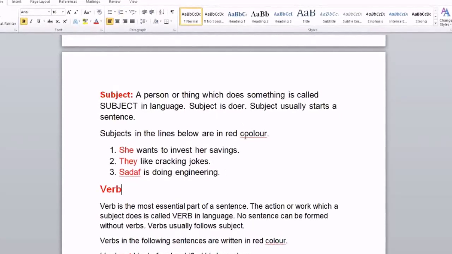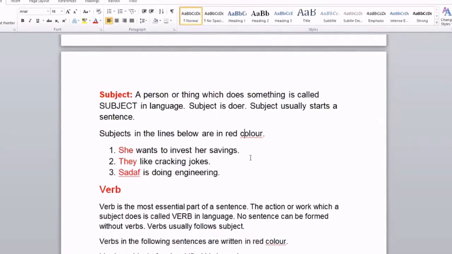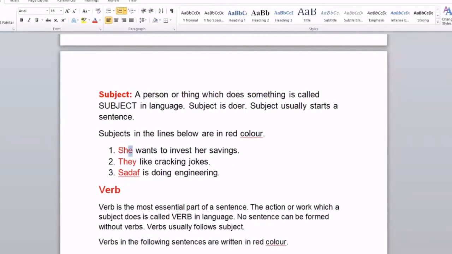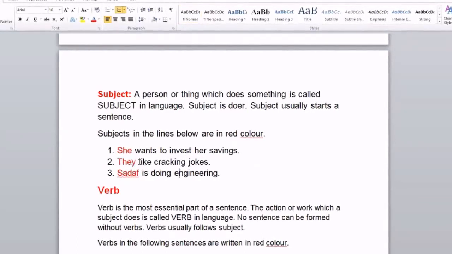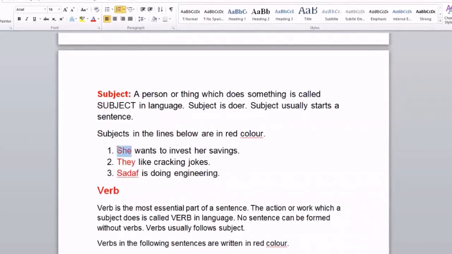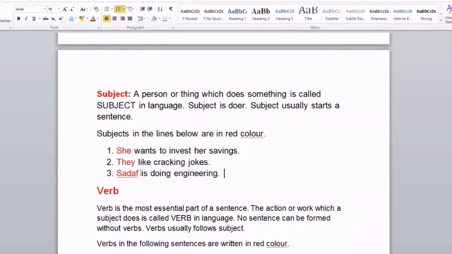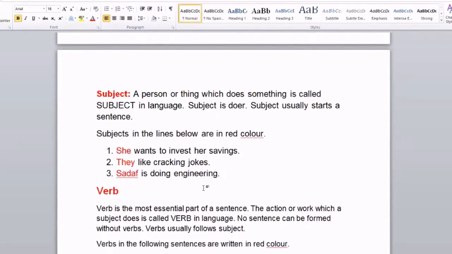Now we will read a few examples. I have highlighted the subject for you in red color. She wants to invest her savings. Now in this sentence, she is the subject of the sentence. They like cracking jokes. They is here subject. Why? Because they do something. And in the above example, she does something. Sadaf is doing engineering. So Sadaf is doing something. This is why Sadaf is our subject in that sentence.